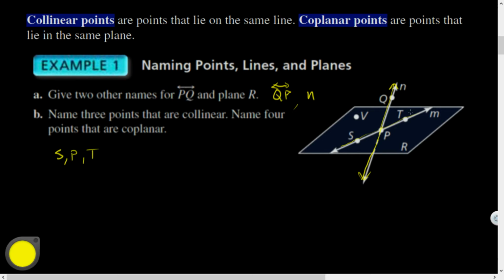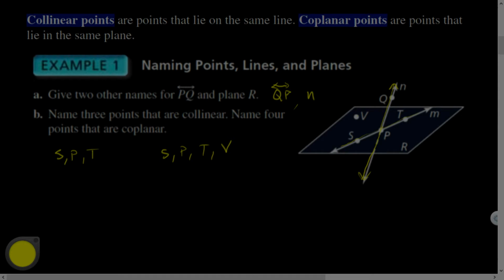Right, so there's a bunch of different ways of naming line M, and any of those points that would have sufficed as part of a name would also work. And then four points that are coplanar are going to be like S, P, T, and V. V is shown as on the plane, Q is off of the plane, but it's on line N that is kind of rising up out of that plane, as you can see.